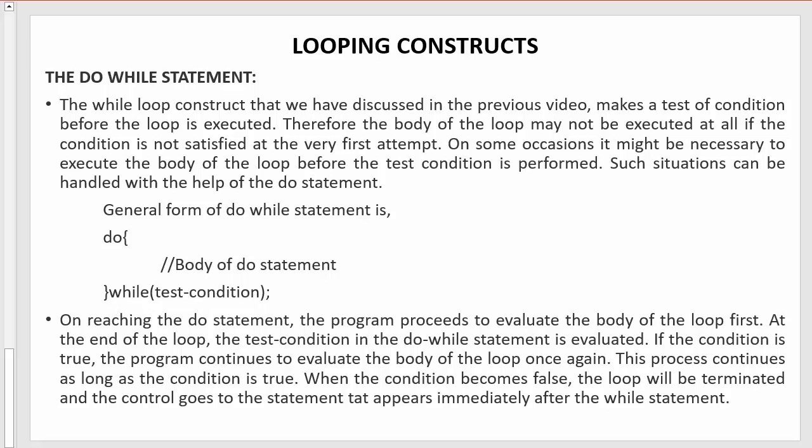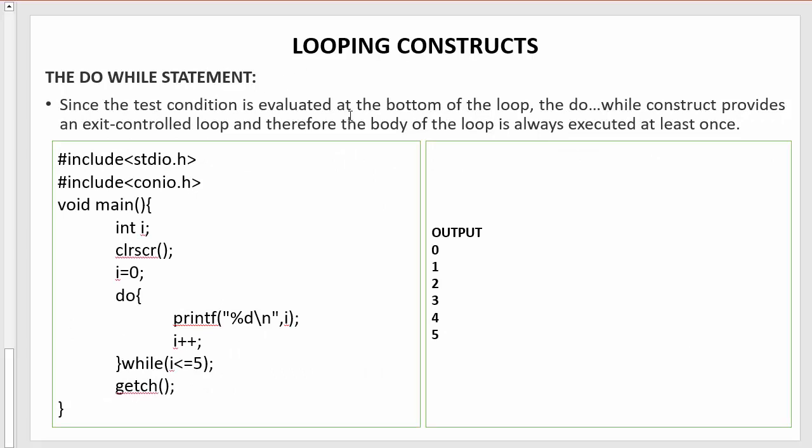Now let's move ahead to the next slide. Since the test condition is evaluated at the bottom of the loop, the do while construct provides an exit control loop, and therefore the body of the loop is always executed at least once. That's why the do while statement is called an exit control loop, because at the time of exit the condition is evaluated. So even if the condition is false, at least once the body of the loop gets executed.